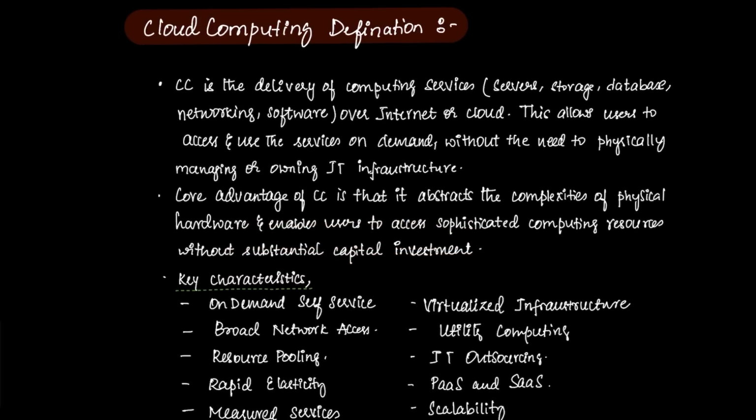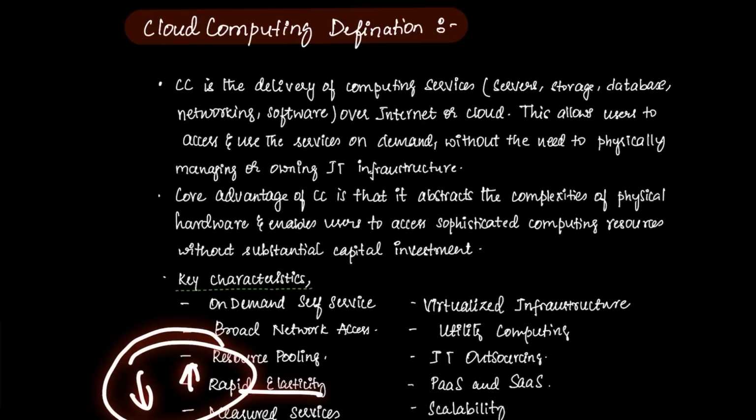Key characteristics. First one is on-demand self-service. On-demand self-service means users can make use of computing services automatically without any human intervention. Then we have broad network access, that is, services are accessible over the internet through standard devices like laptops, smartphones, tablets, and so on. Then we have resource pooling, that is, computing resources are shared among multiple users dynamically. They can be accessed by anyone over the internet. Then we have rapid elasticity, that is, resources can scale up or down quickly and automatically to meet fluctuating workloads.